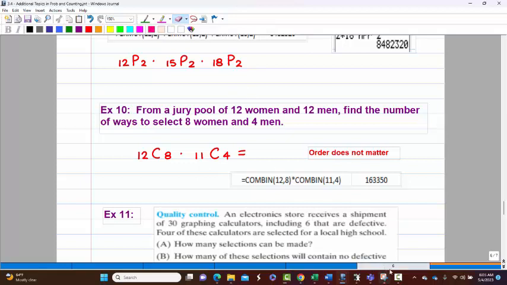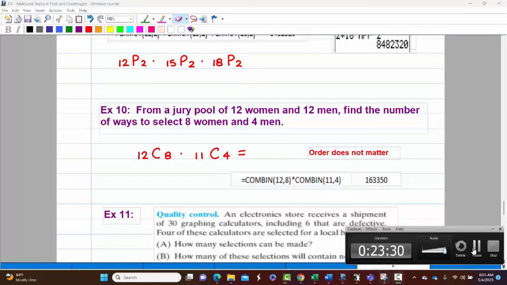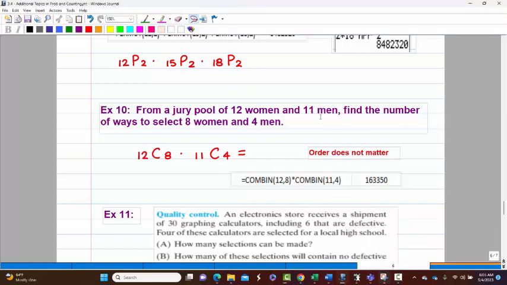Okay, typo. All right, I fixed the typo. It should have been 11 men. I could have changed the numbers to 12, but it was easier to change that to 11. So there's 11 men, choose 4 men. So 11 choose 4, and everything matches here. It was easy just to fix that. So multiply those 2 together, and there we have it.